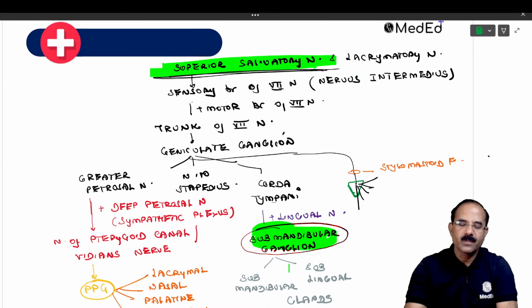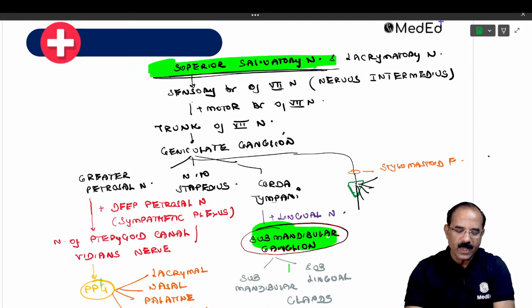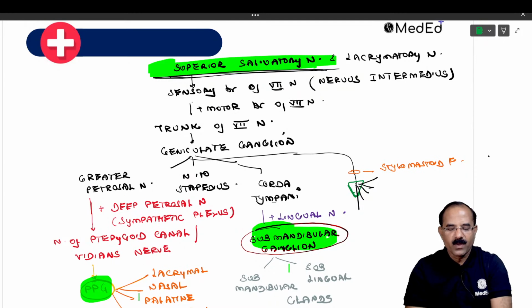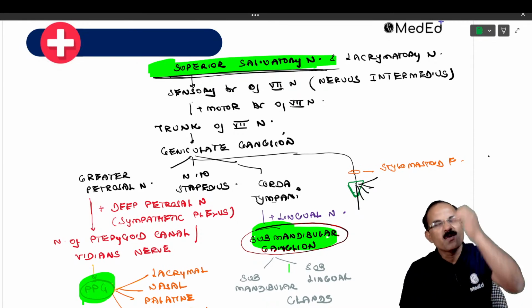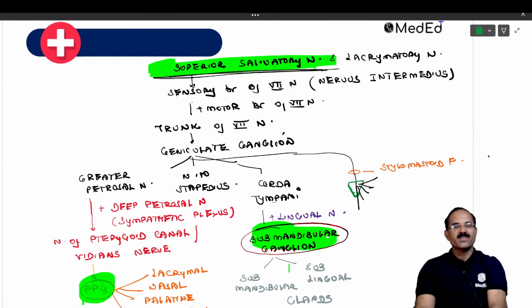Okay, now you tell me, where is this located? In the brainstem. From the brainstem to this ganglion. What are these fibers? Preganglionic fibers. What are these fibers? Postganglionic fibers. What is this relation? Functional. This is functional relation.